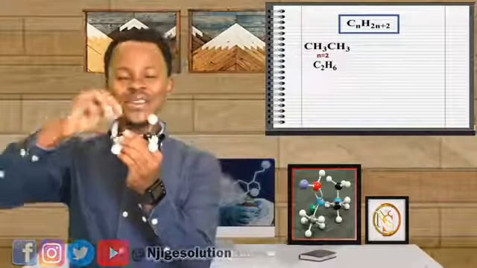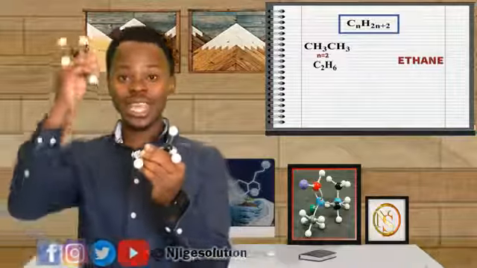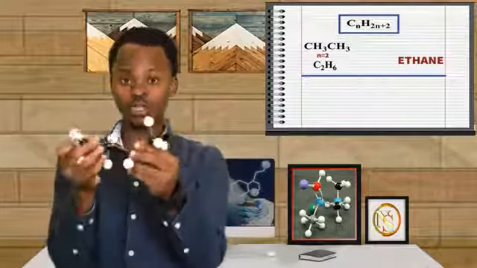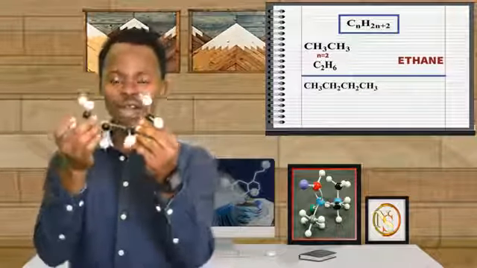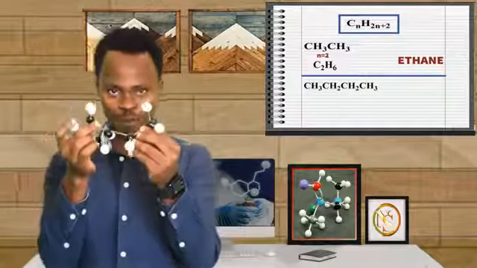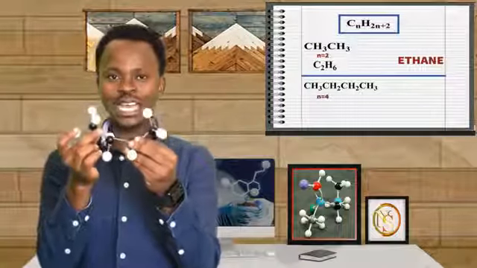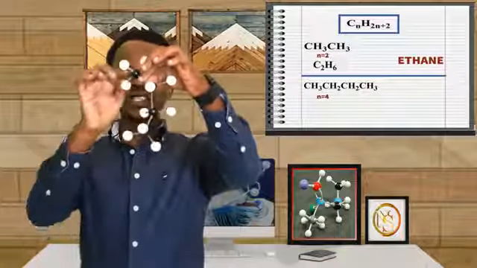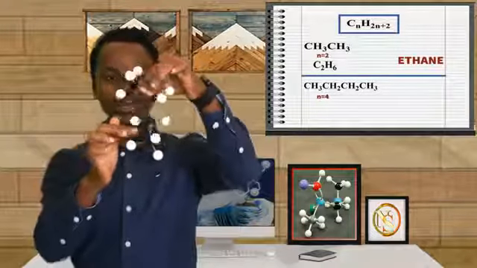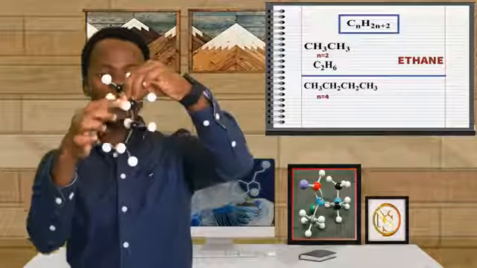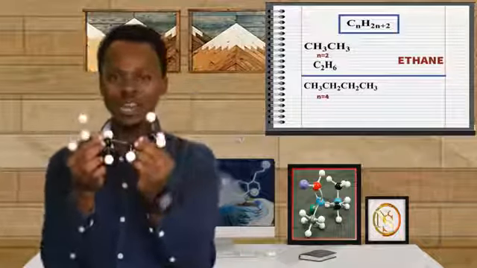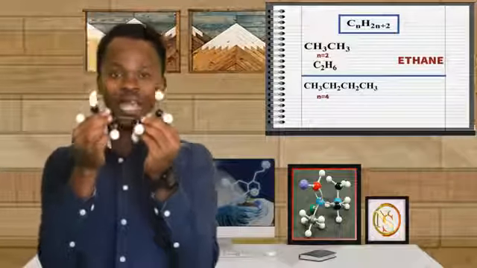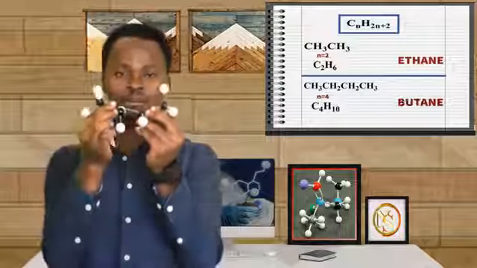Also, I can remove this hydrogen atom here and replace it with an ethyl group, this one here. The ethyl group consists of 2 carbon atoms. So here, I have a total of 4 carbon atoms. n will be equal to 4. H will be equal to 4 times 2 plus 2, which is 10. And as you can see here, this molecule has 1, 2, 3, 4 carbon atoms, and also has 1, 2, 3, 4, 5, 6, 7, 8, 9, 10 hydrogen atoms. And the molecular formula of this molecule will be C4H10, and its name is butane.